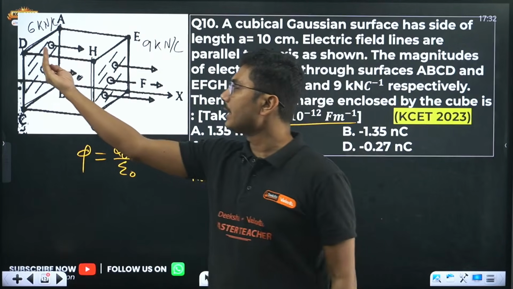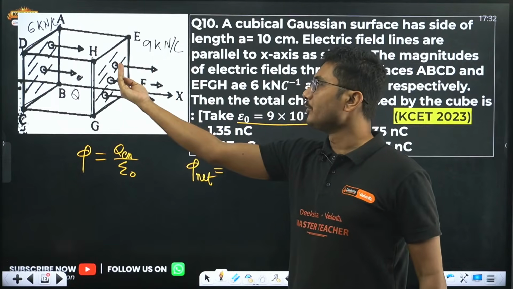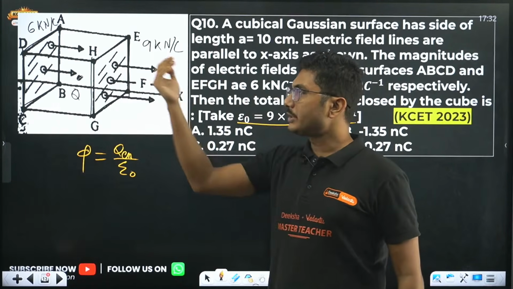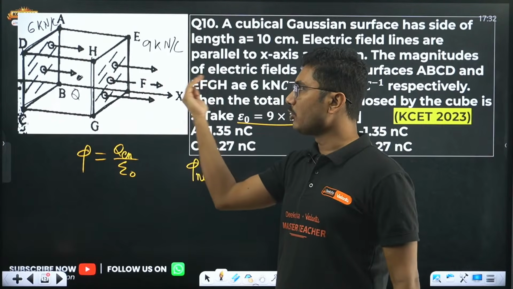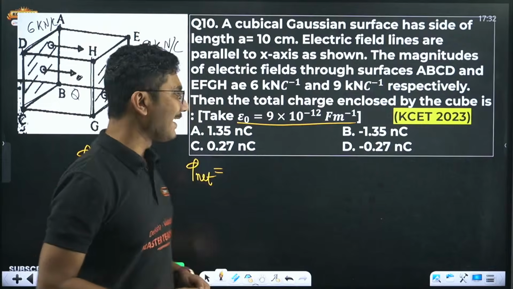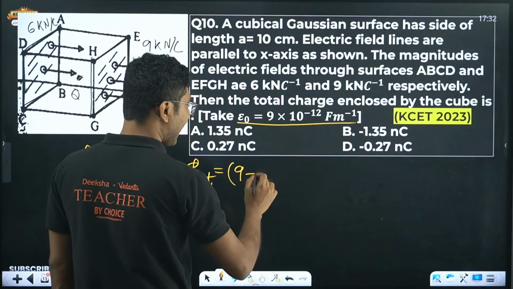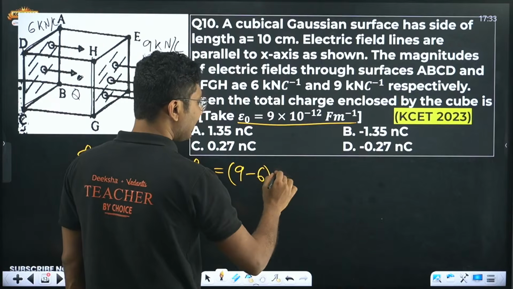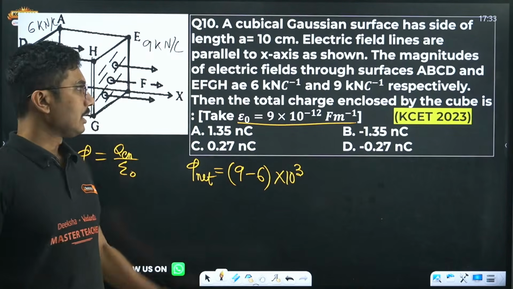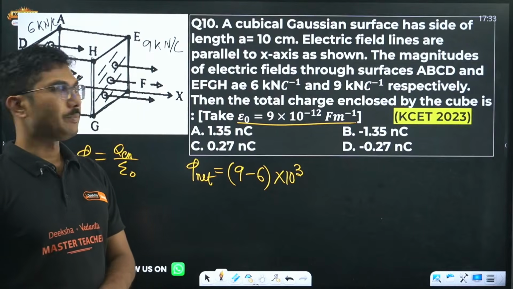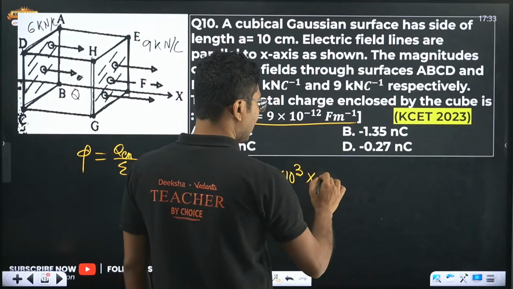So here 6 kilonewton per coulomb is coming in and 9 kilonewton per coulomb is going out. So what is the net outgoing electric field? It is 9 minus 6, but it is given in kilonewton, so you have to multiply by 10 to the power of 3. This is the electric field portion, into area.